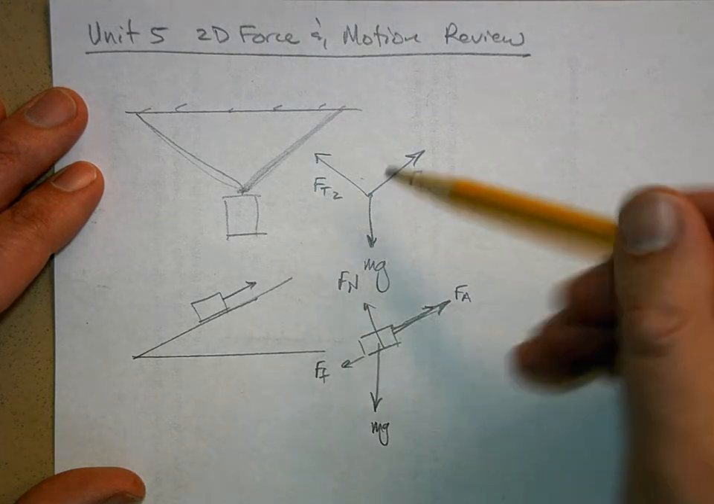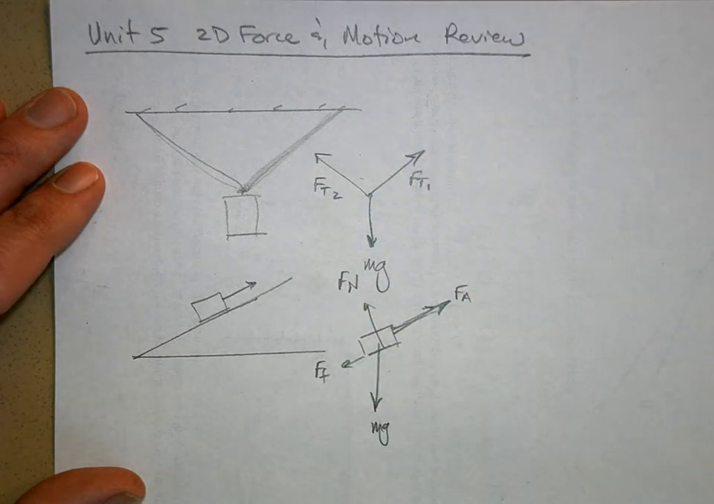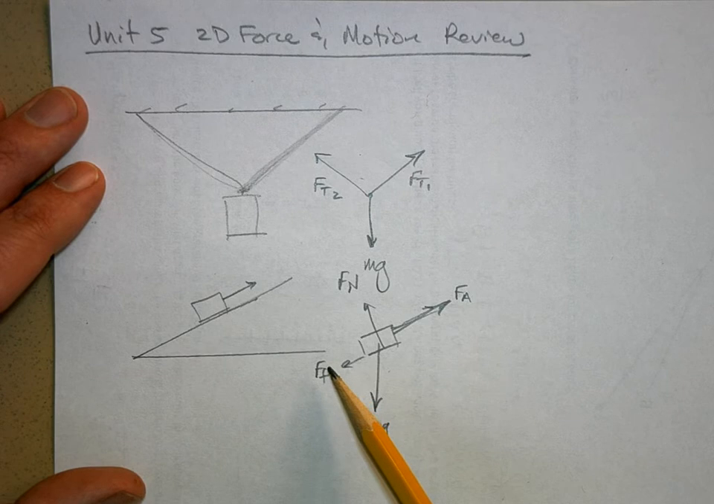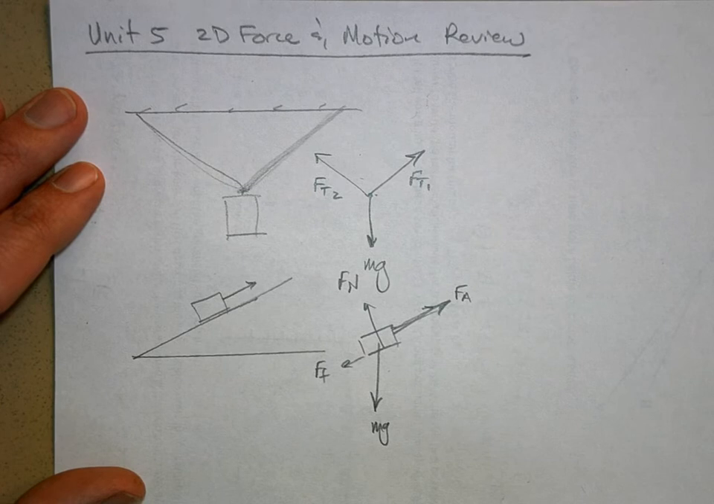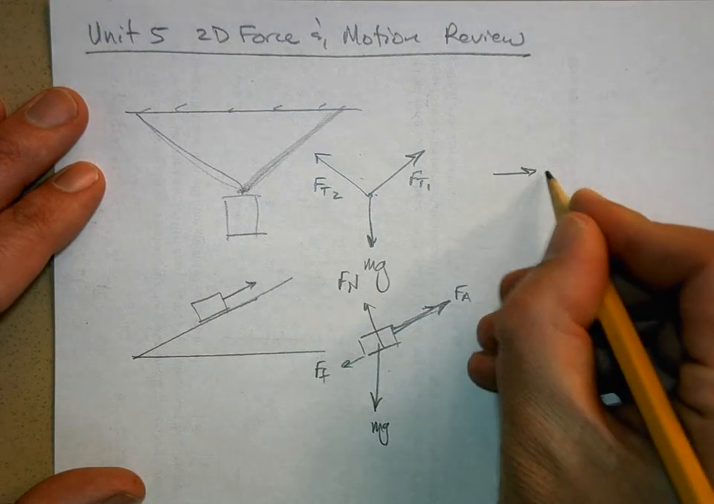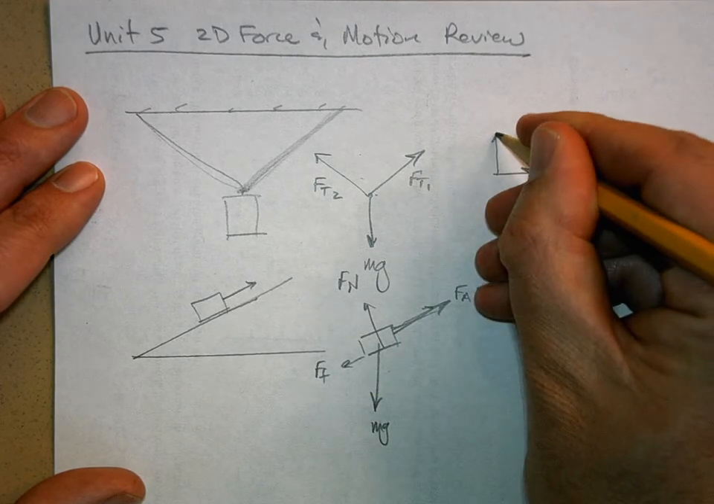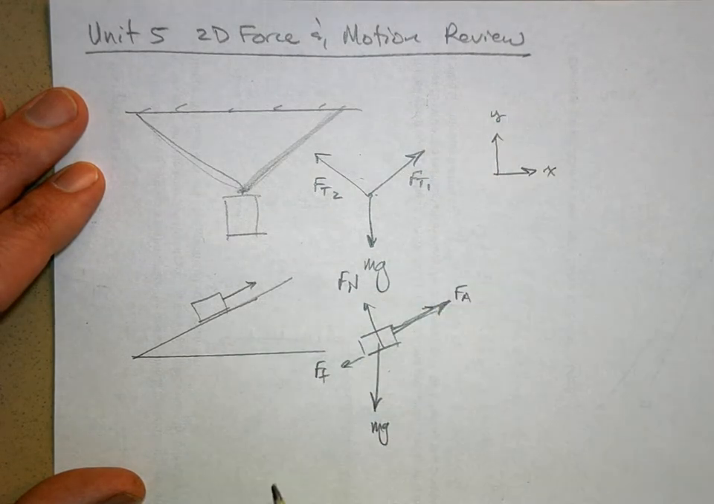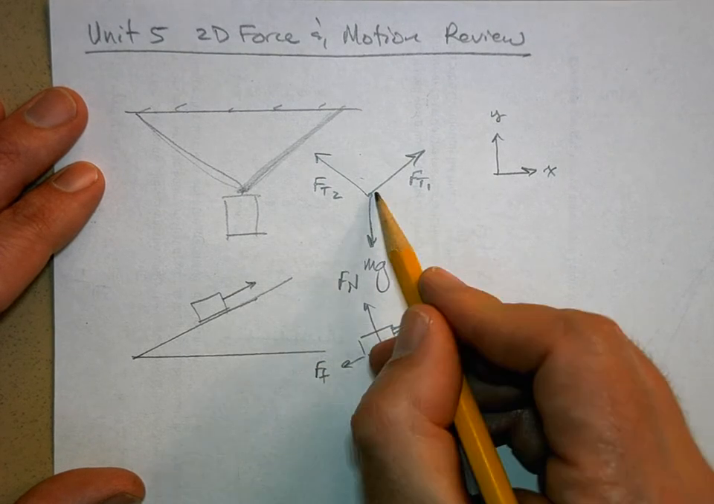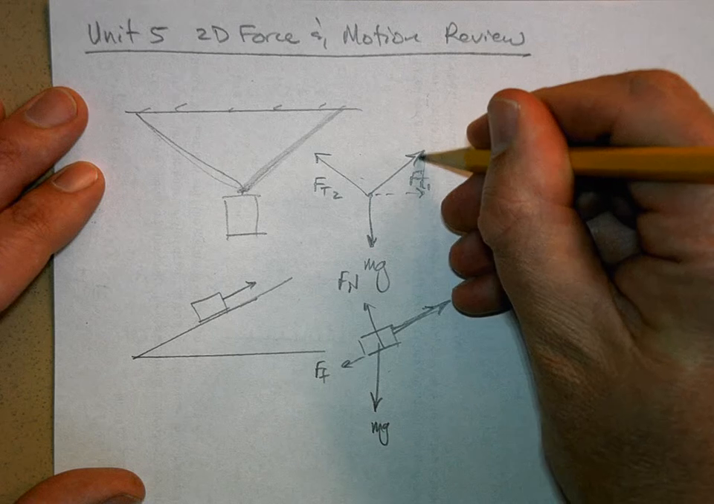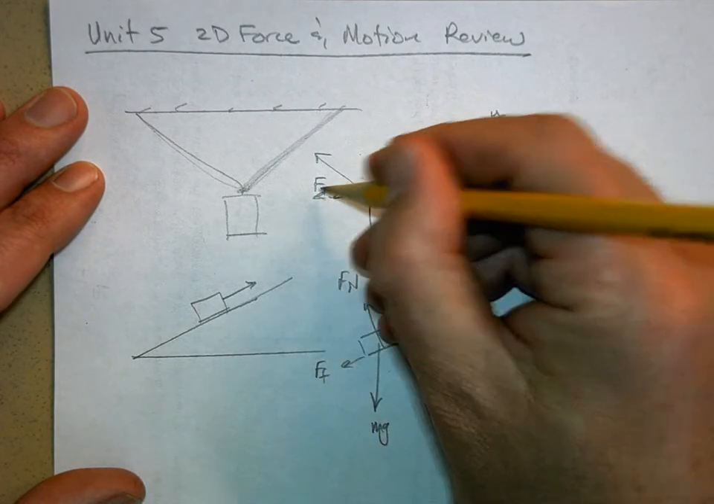But in both of these cases, some of the forces are not lined up with the xy axis. So make sure you use the procedure. Use given, find, and solve. Then draw the free body diagram. Then identify your x and y direction. In this case, I'll make x like this and y like this. Then you take the forces and you break them up into their x and y components.